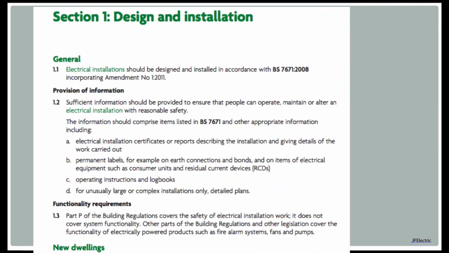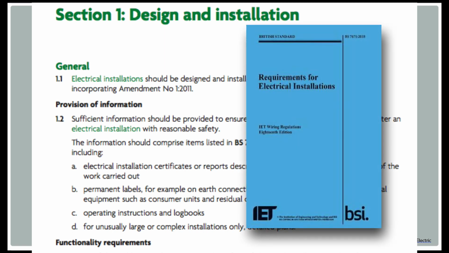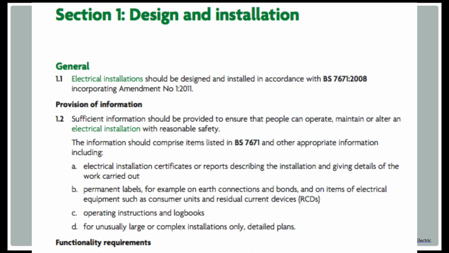So in Section 1, Design and Installation, it tells us that installations should be designed and installed according to BS 7671. Then there's a section about the provision of information, making sure you provide the proper electrical certificates, that things are labelled, such as your main bonding connections and circuits and consumer units, and all labelled so people can know what's what. And if it's a big installation, you'd best have some plans for it.